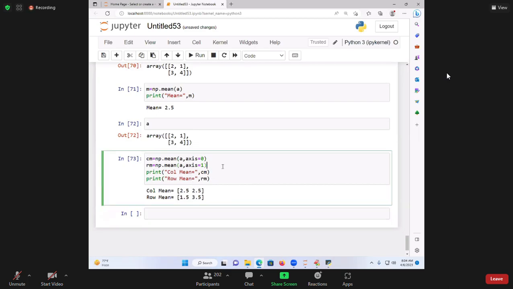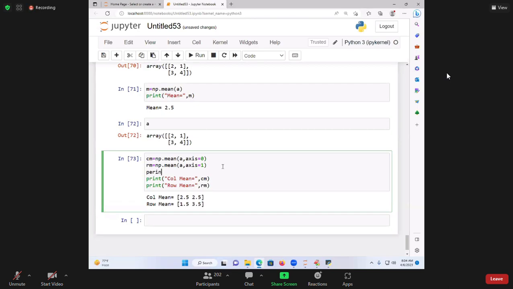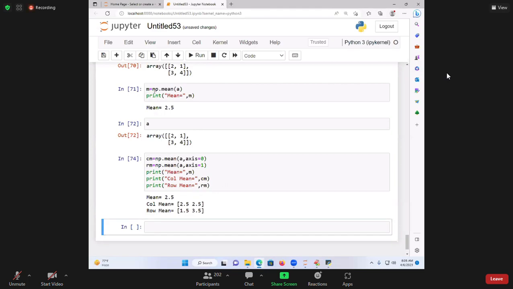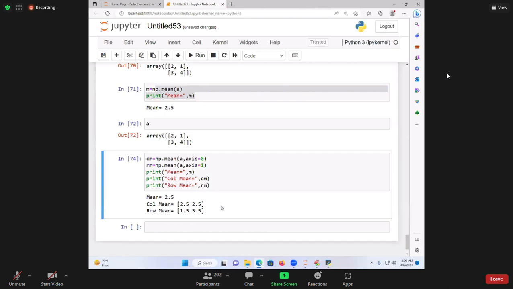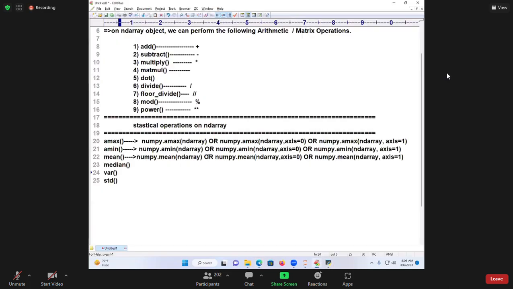So original mean, if you want to write it, you can write that mean also. Print mean is equal to M, you can write it. Already you calculated it previously. That answer I am printing here. This is called mean. Are you getting my point? So coming to the point of it, mean also with the same thing.